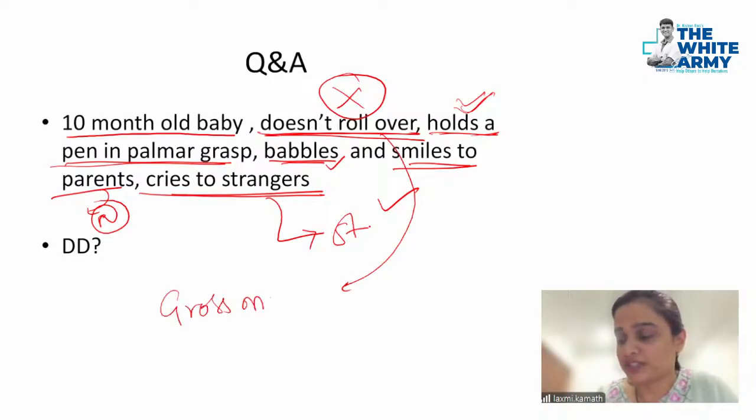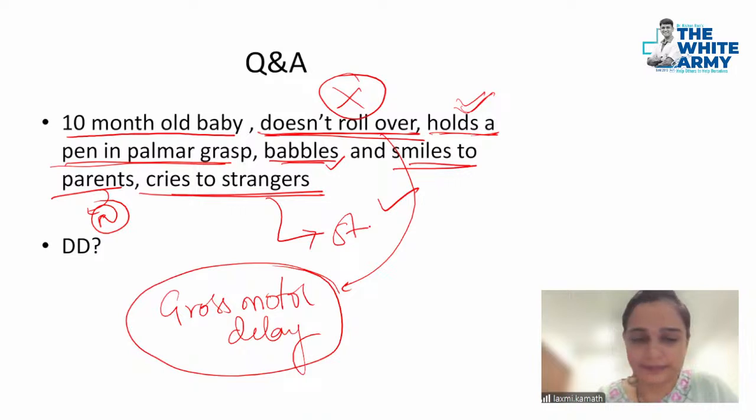So what do you think is the differential diagnosis here? So it's a gross motor delay. What will you think here?